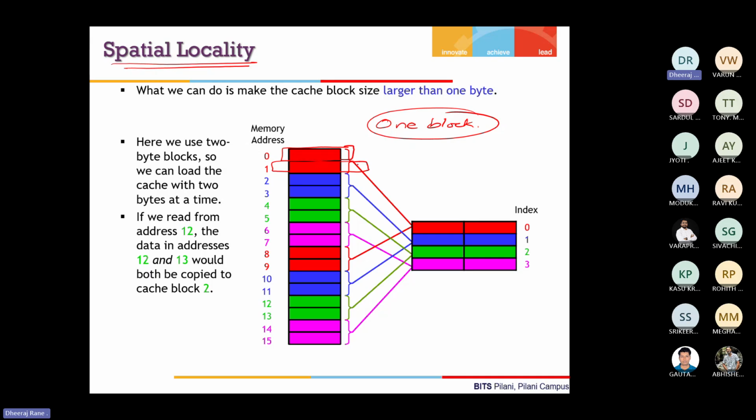And that's why whenever we will be fetching or replacing any memory address, rather than transferring one block, we will be transferring two blocks. Okay, what will be the difference in the binary arithmetic?